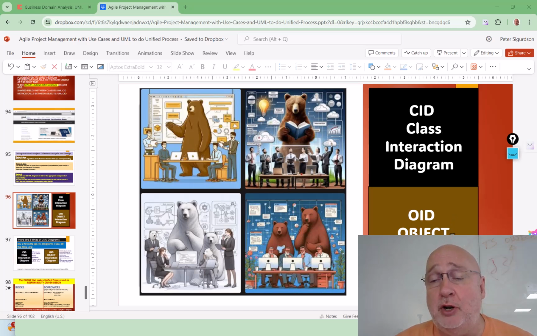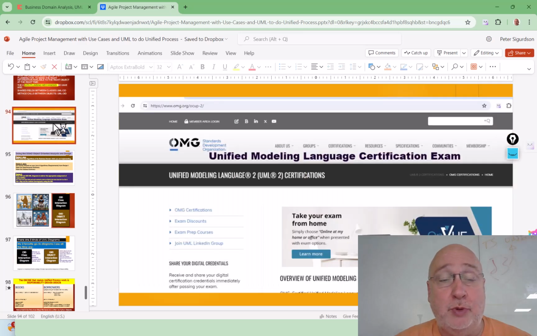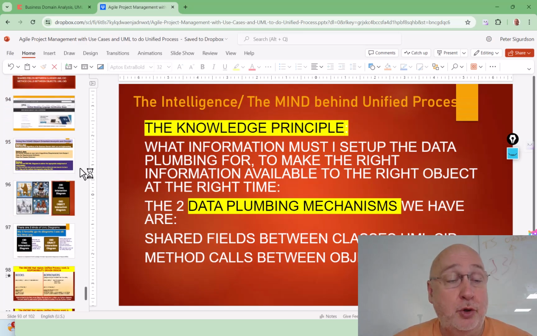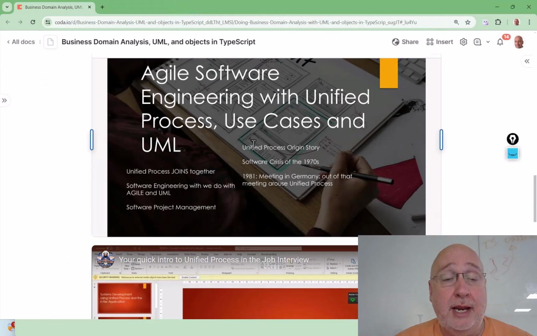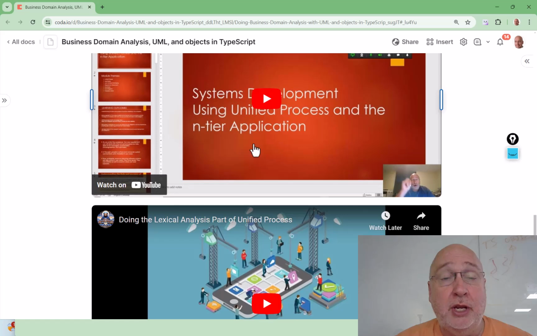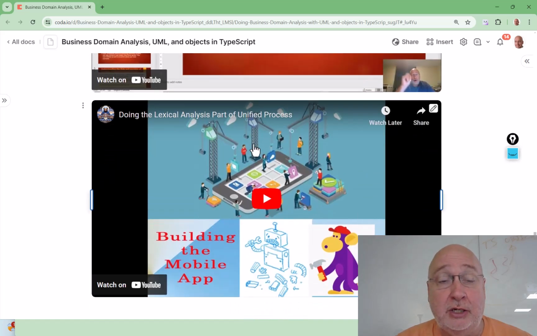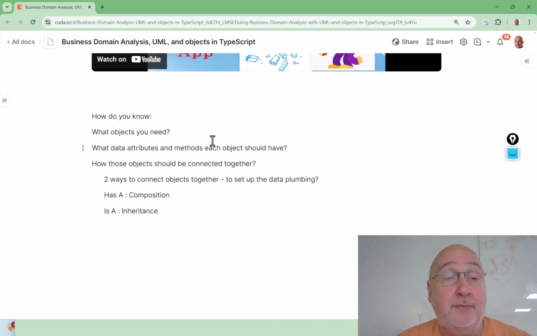And object interaction diagram lets us model method calls between objects, right? Method choreography, method calls between objects. So anyway, all of this is a long way of telling you read the PowerPoint and also watch these 2 videos, Unified Process and Lexical Analysis.